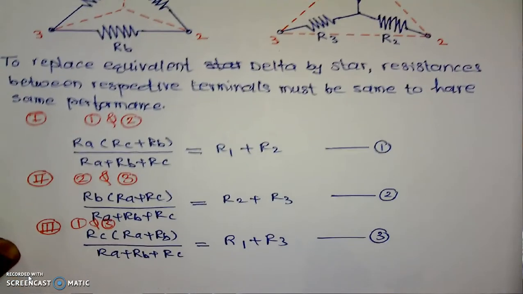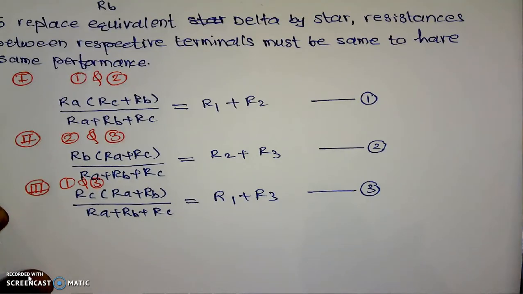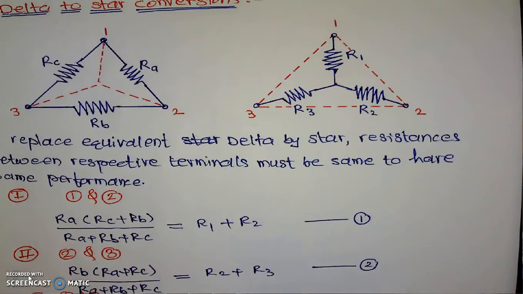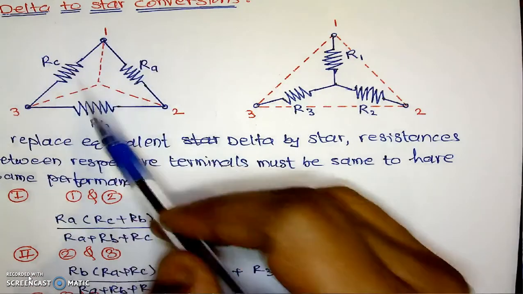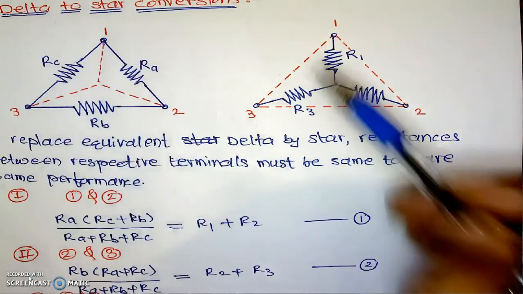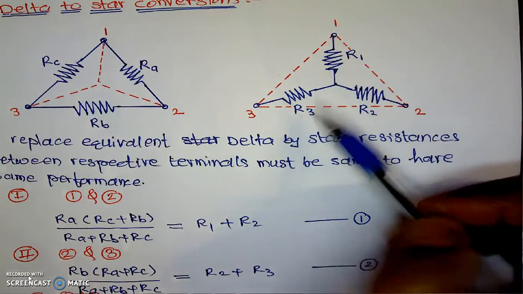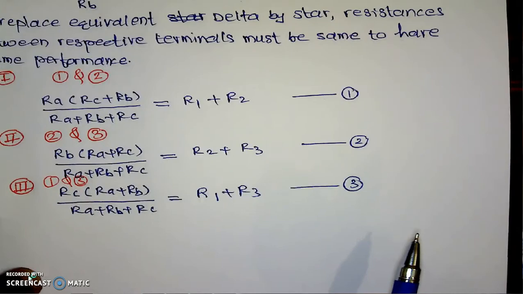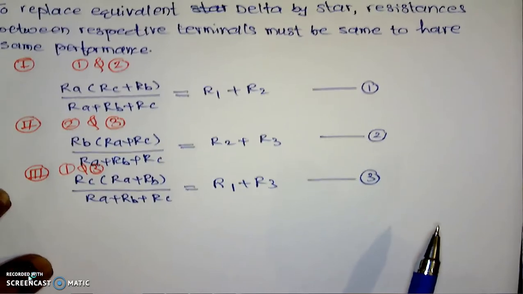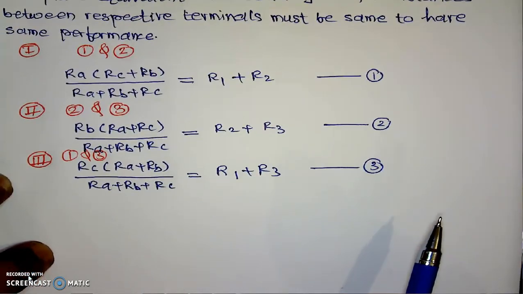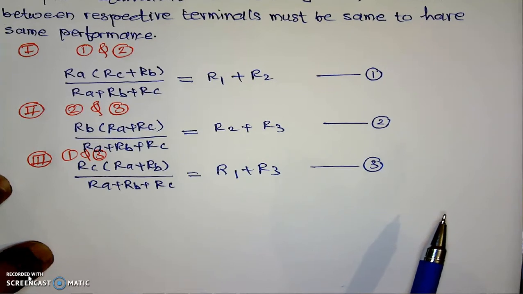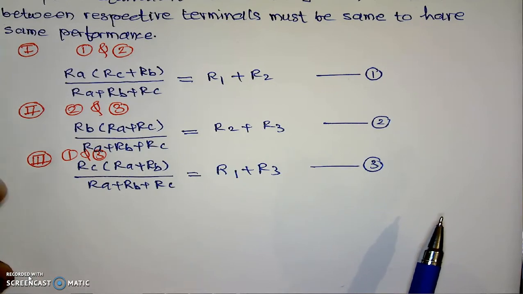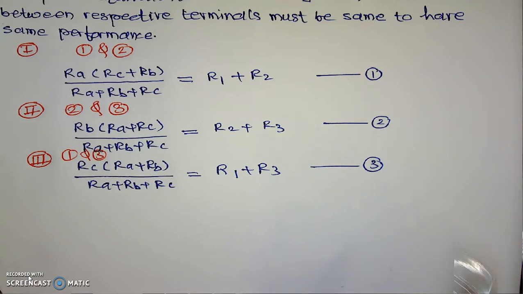Now we have 3 equations and 3 unknowns. We are assuming that RA, RB, RC are known and we want to find R1, R2 and R3. That is nothing but delta to star conversion. We have 3 equations and 3 unknowns, and if we solve these 3 equations simultaneously, we are able to calculate the values of R1, R2 and R3, which means we are able to do the delta to star conversion.